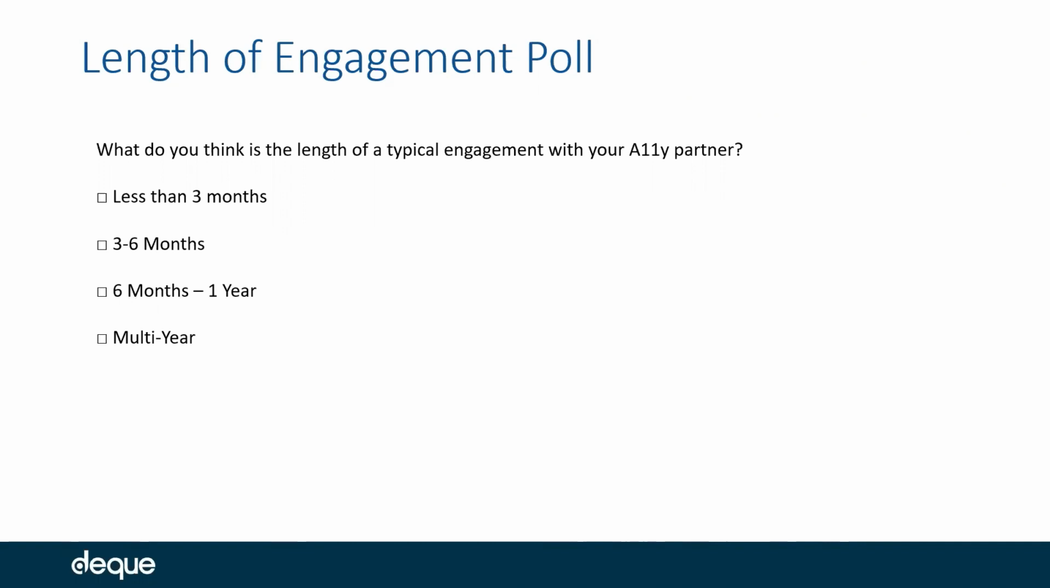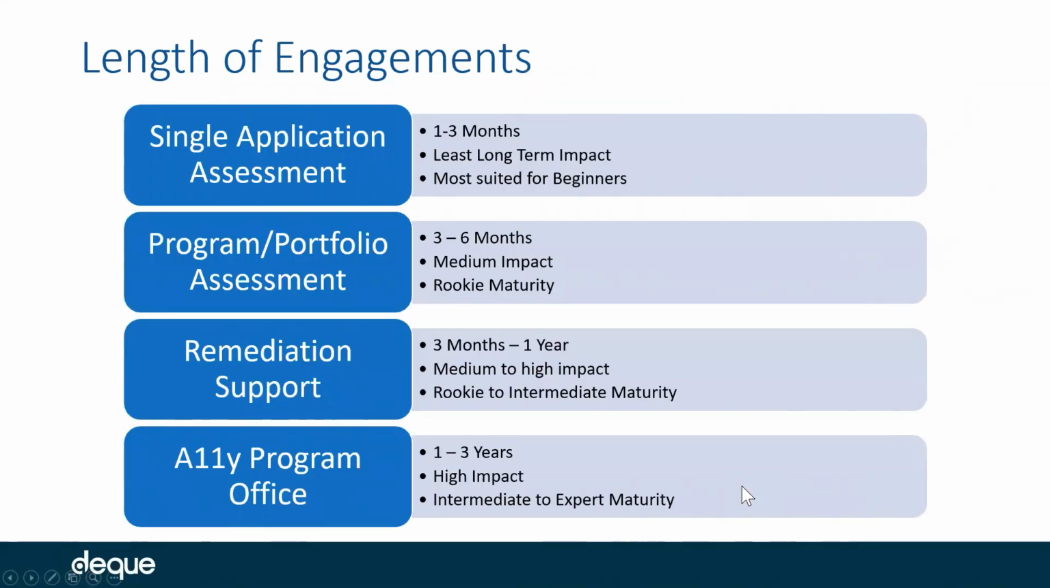And our findings are aligned to yours. When we look at length of engagements, it of course depends on the scope of work we're doing for you or any vendor is doing for you. When we talk about a single application assessment, typically organizations start here, right? They could last anywhere between 1 to 3 months. It has the least long-term impact, but is most suited for beginners because you need to start somewhere, and it's a good place to start.